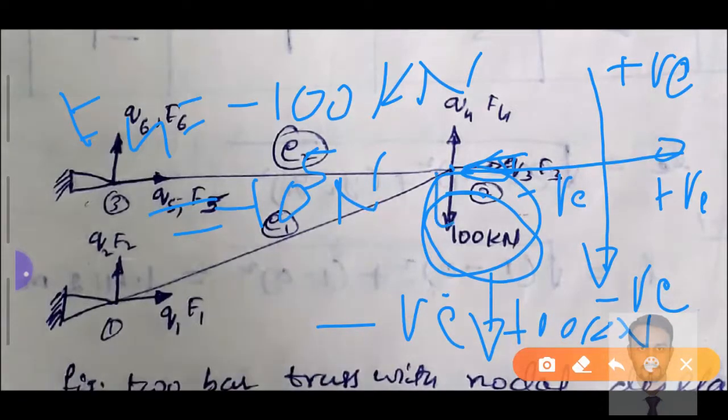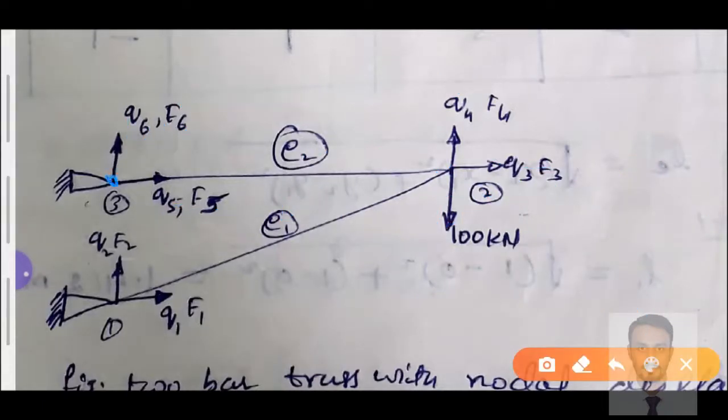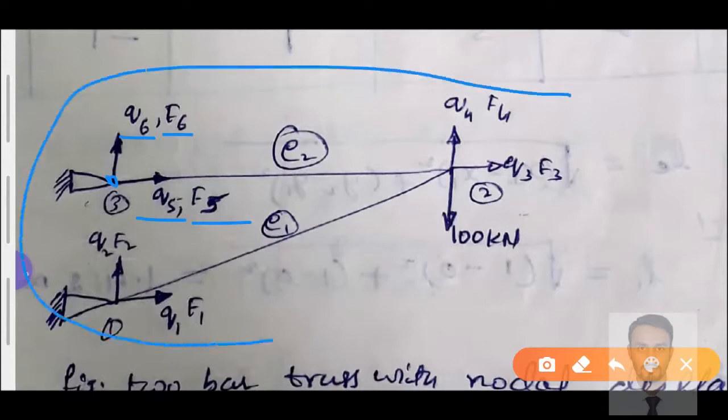Why? That force lies towards the negative axis. After this, at node number 3 we have a Q5 due to the application of force F5, and Q6 due to the application of a force F6. Now we need to write all these characteristics of a FE model.